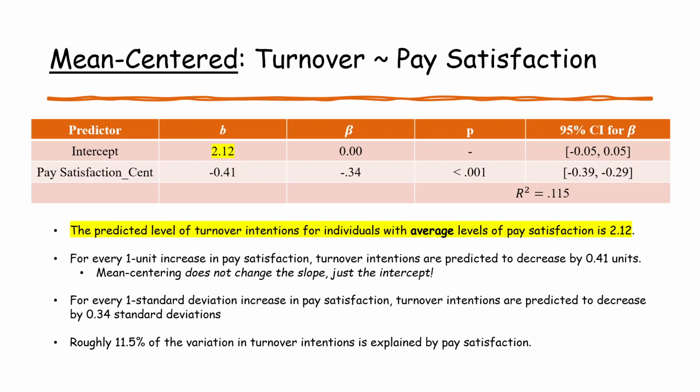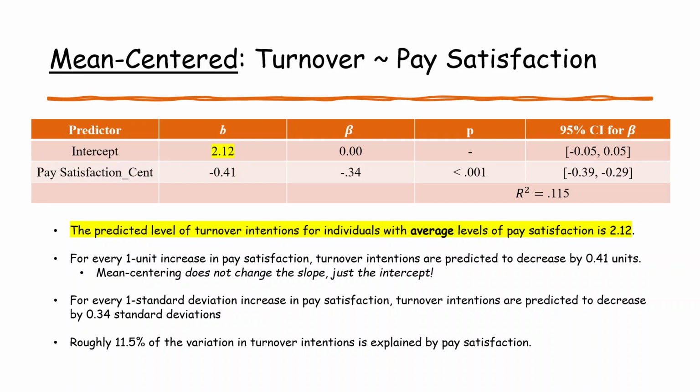This is the key difference in mean centering and non-mean centering, right? The reason why you might want to mean center is because this can be a lot more informative than the intercept is when you just have a non-mean centered version of a variable. So in this instance, we might be more interested in what the starting level of turnover intentions is for the average level of pay satisfaction, and we might not really care about what the predicted level of turnover intentions is when pay satisfaction is 0 for the regular version, right?